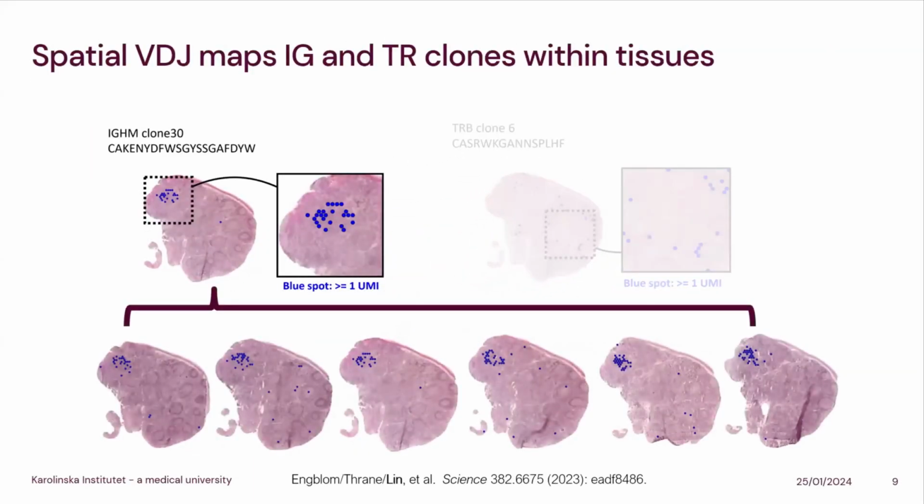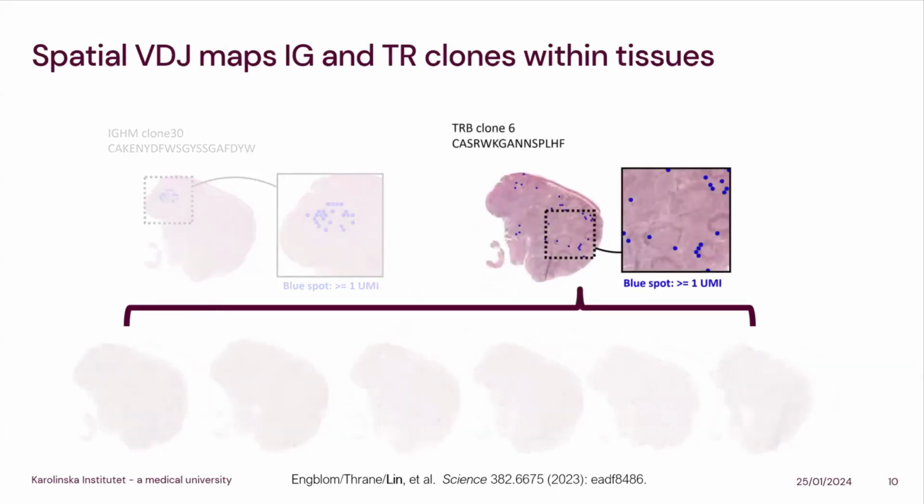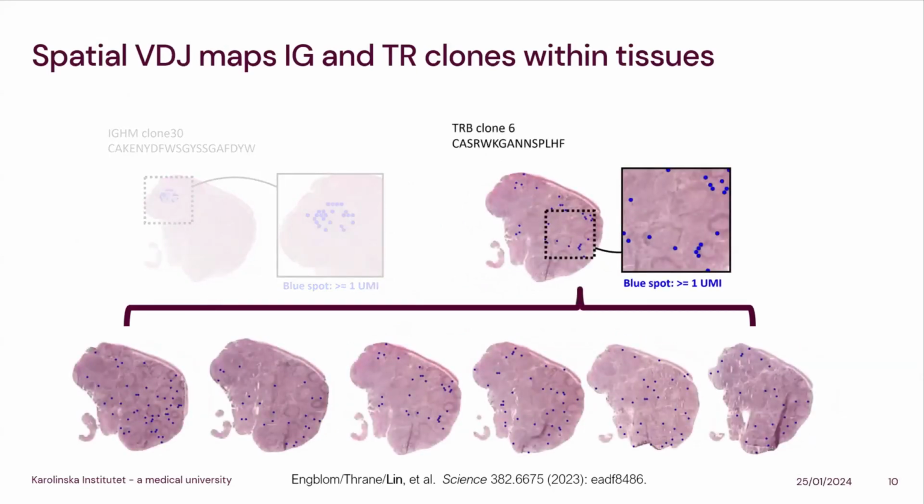So if we plot them on all the 6 sections, we can see such patterns are quite consistent in those sections, although there will be some spread-out cell spots. And for the TR beta, they are outside the follicle area or at the border of the follicle area across all the 6 sections. So from those 2 parts, we have the confidence to say, okay, we captured quite a lot of the Ig and TR clones, and they have some spatial patterns.